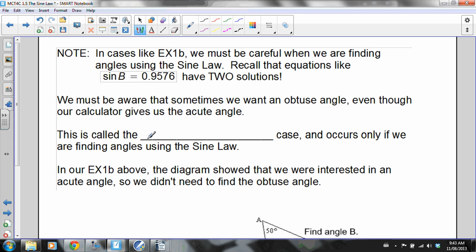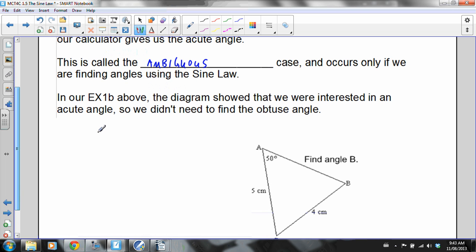This is called the ambiguous case. Ambiguous means not clear. So in this question, if we're solving a triangle, it's not clear right away whether the answer we want is the acute solution or the obtuse solution. If we think about it a little bit, we should be able to state what solution is required, but at the time it's ambiguous. In our example 1b above, the diagram showed that we were interested in an acute angle, so we didn't need to find the obtuse angle.